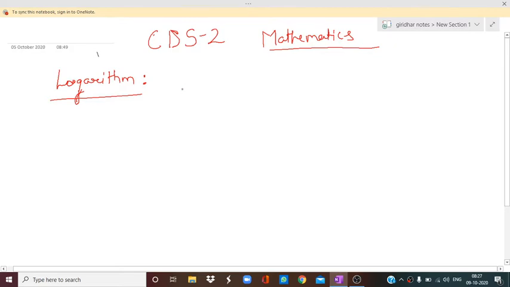So dear, last class all of you have seen some problems of logarithm. Today again we will revise those concepts and we'll go for some problems of logarithms.